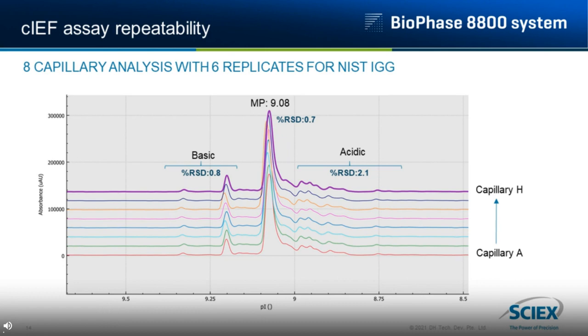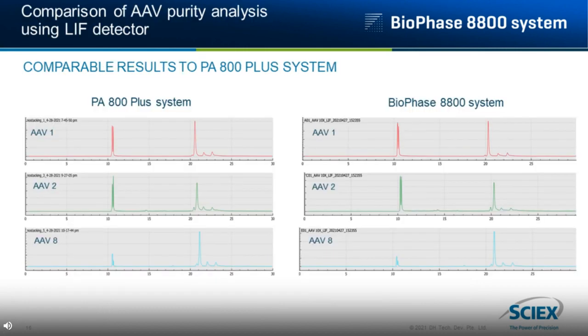So in addition to the protein analysis that's supported on the platform, we also demonstrated the capsid protein purity assay on the BioPhase 8800 system. During the transfer of the assay from the PA 800 Plus system to the BioPhase, we were able to perform parameter optimization for 3 different parameters within 4 hours, taking full advantage of the multiplex capability of the 8800 system, compared to the 48 hours that we needed before on the PA 800 Plus system.